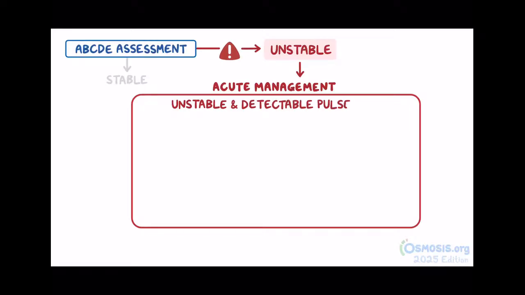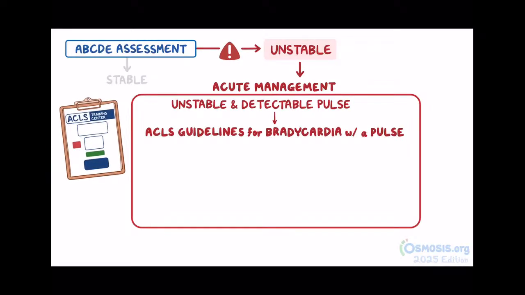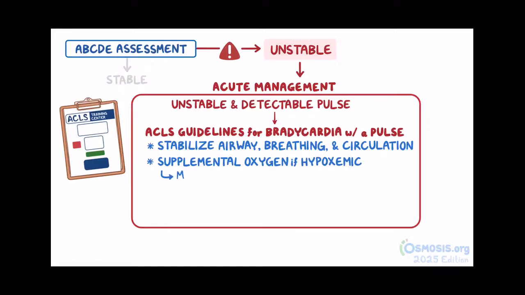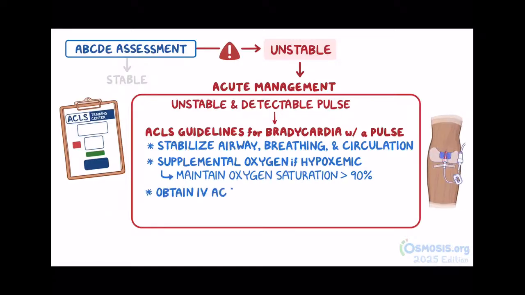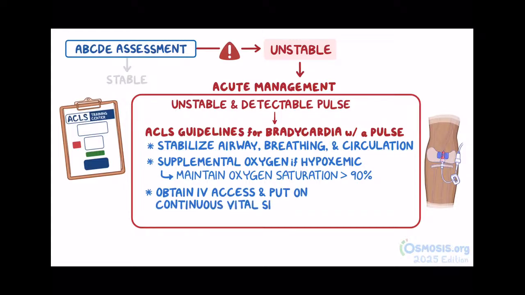Now, if a patient presents with bradycardia, you should first perform an ABCDE assessment to determine if they are unstable or stable. If they're unstable and there's a detectable pulse, follow the ACLS guidelines for bradycardia with a pulse. First, stabilize their airway, breathing, and circulation. Provide supplemental oxygen if they're hypoxemic to maintain oxygen saturation above 90%. Next, obtain IV access and put your patient on continuous vital sign monitoring, including heart rate, blood pressure, and pulse oximetry.